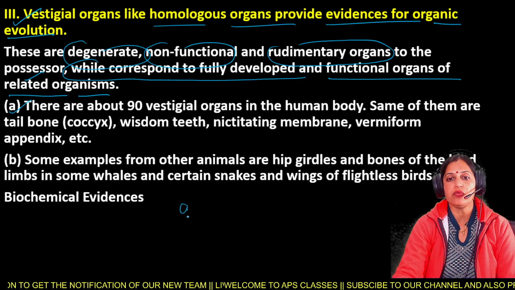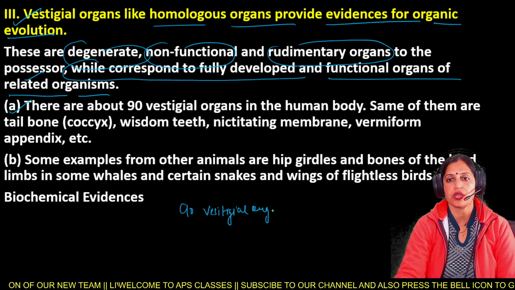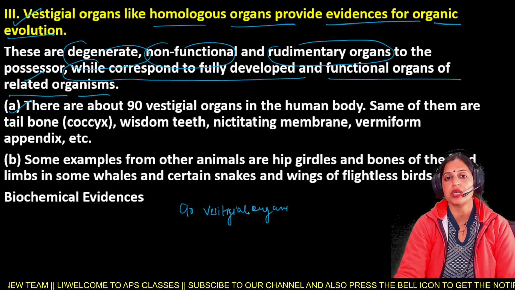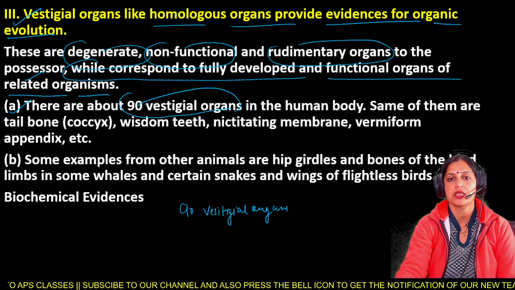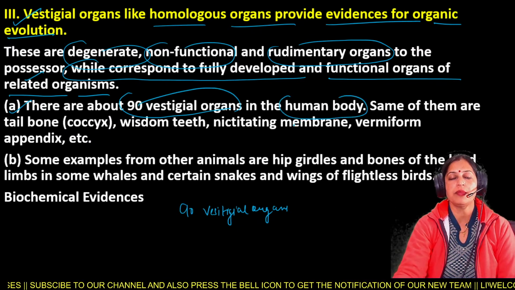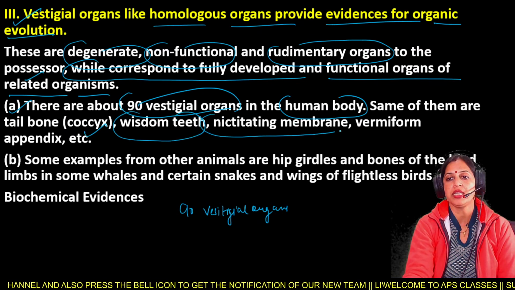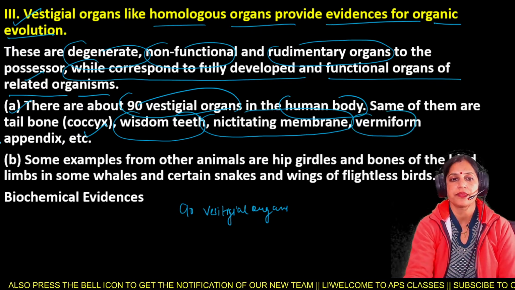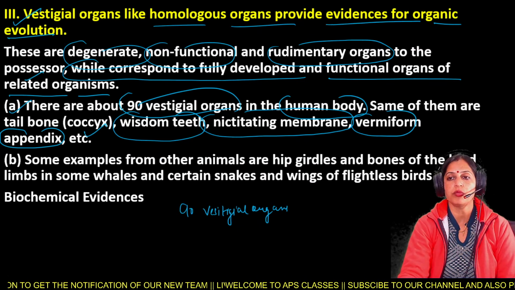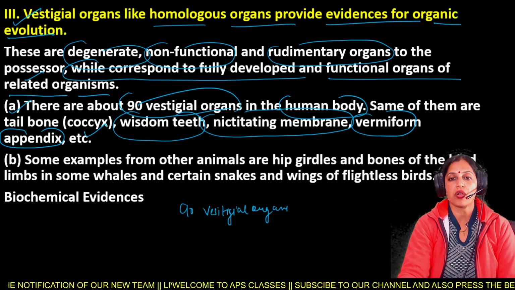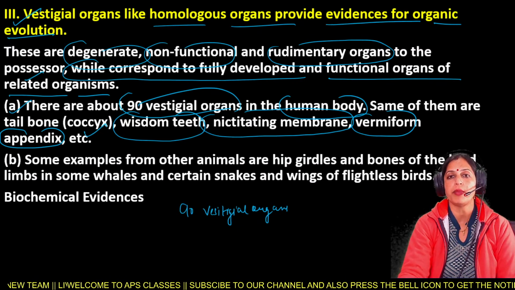There are about 90 vestigial organs in the human body. Some of them are the tailbone, which is known as coccyx, wisdom teeth, nictitating membrane, and vermiform appendix.